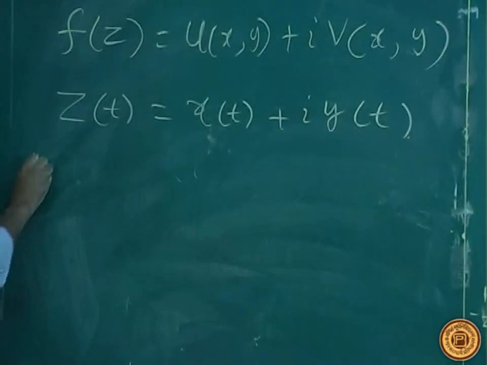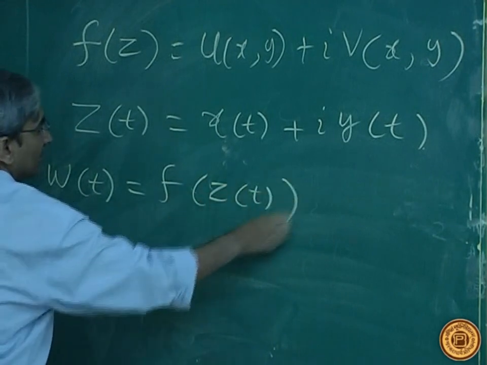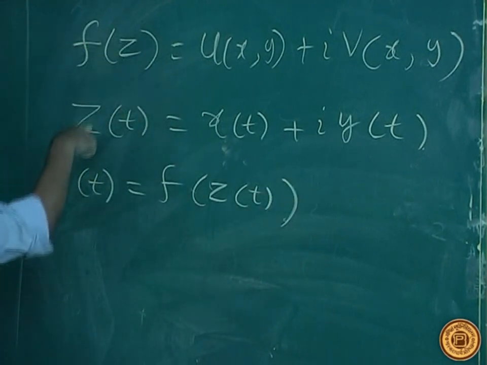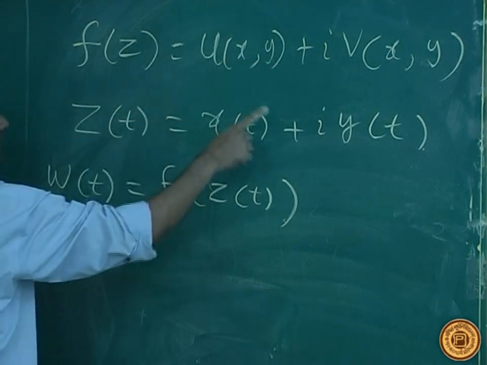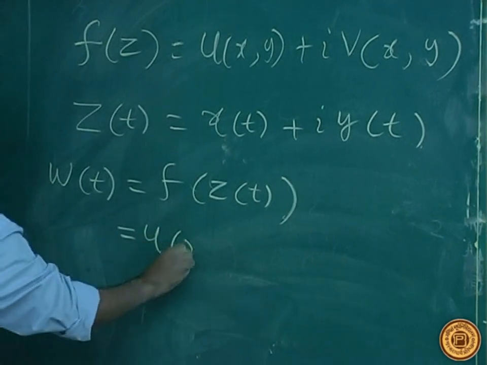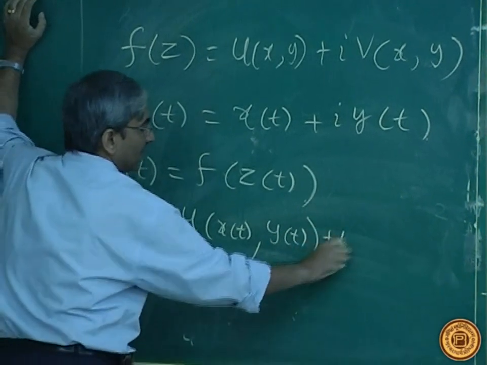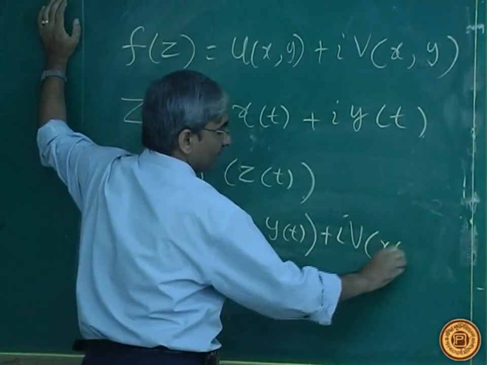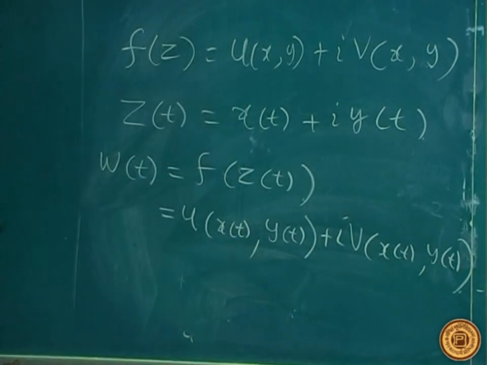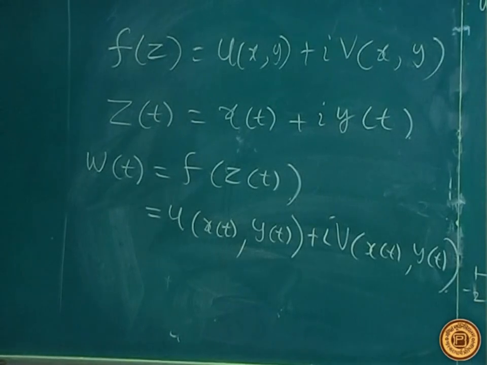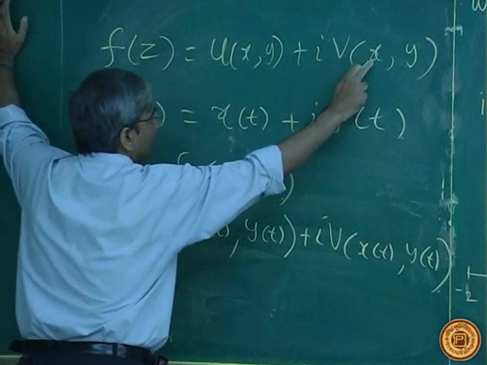Then wt is what? By definition, wt is f of zt. So in place of z, you have to substitute zt. That means in place of x,y, you have to put xt, yt. So it is equal to u of xt, yt plus i times v of xt, yt.